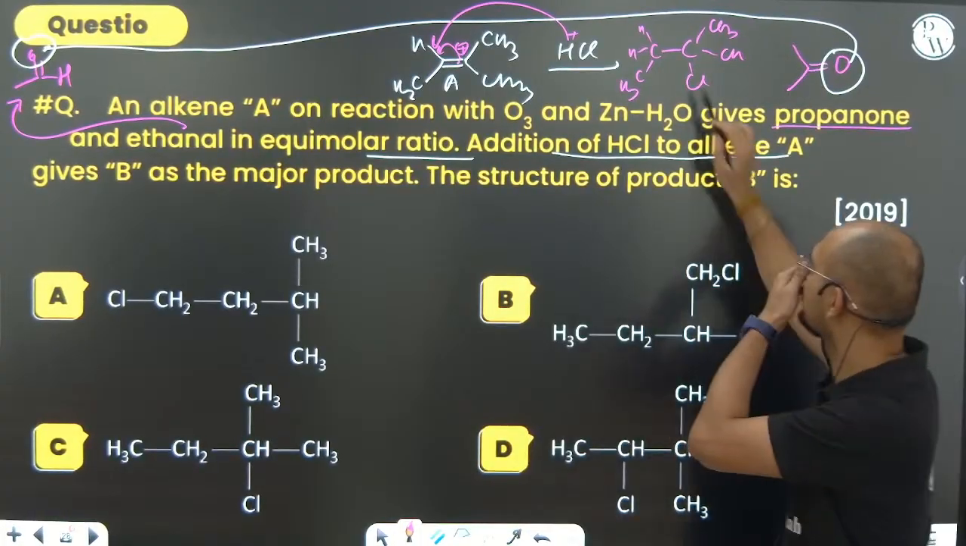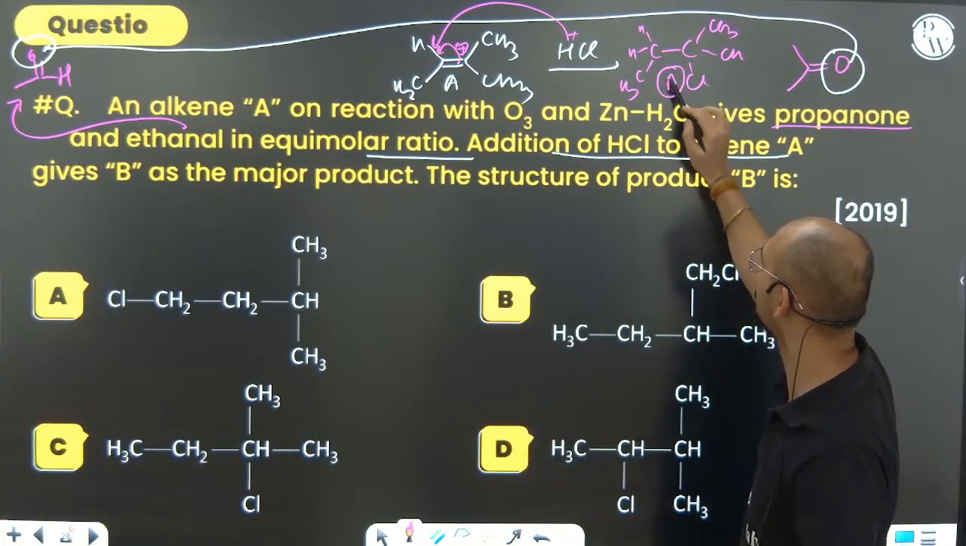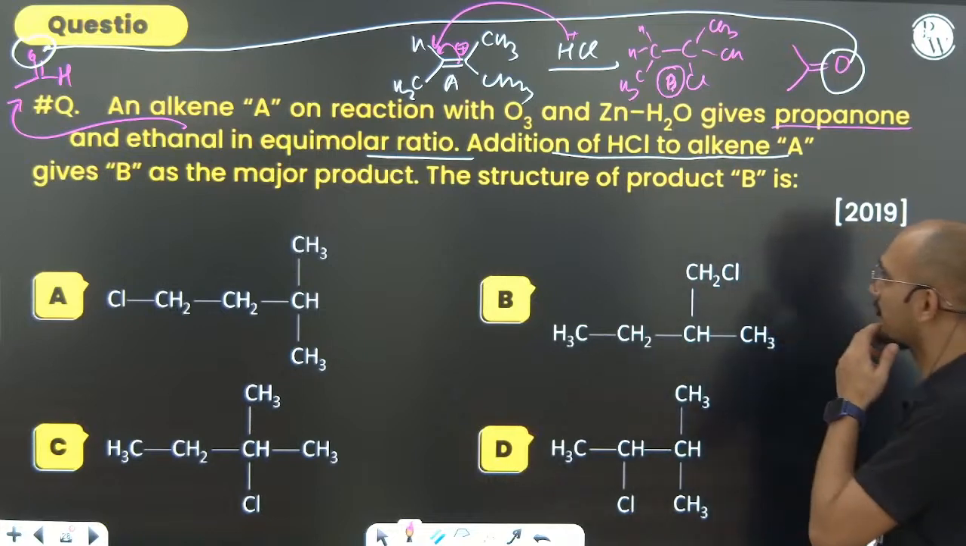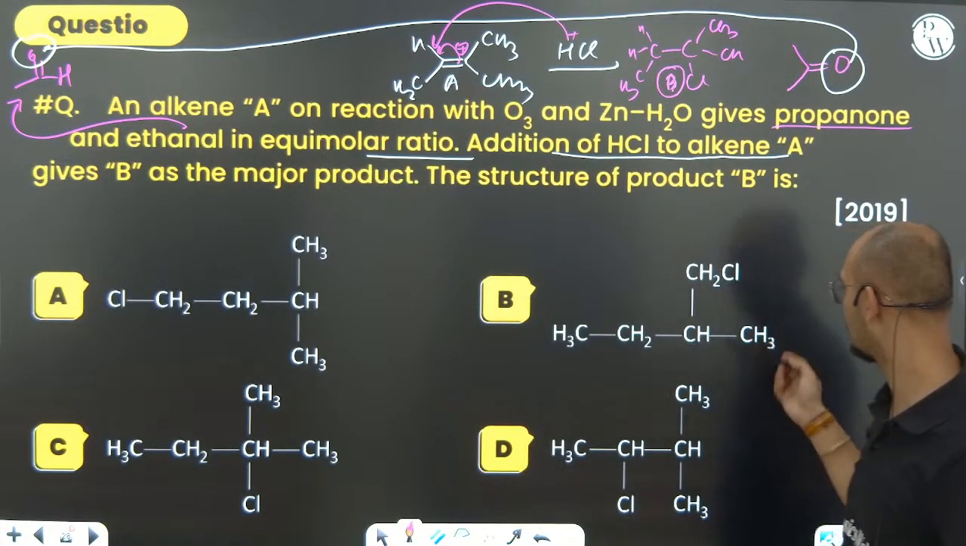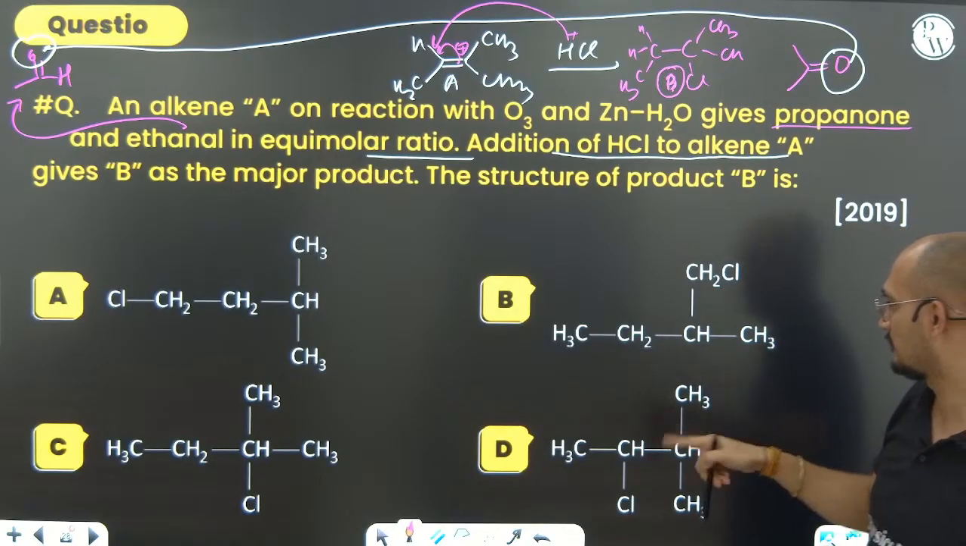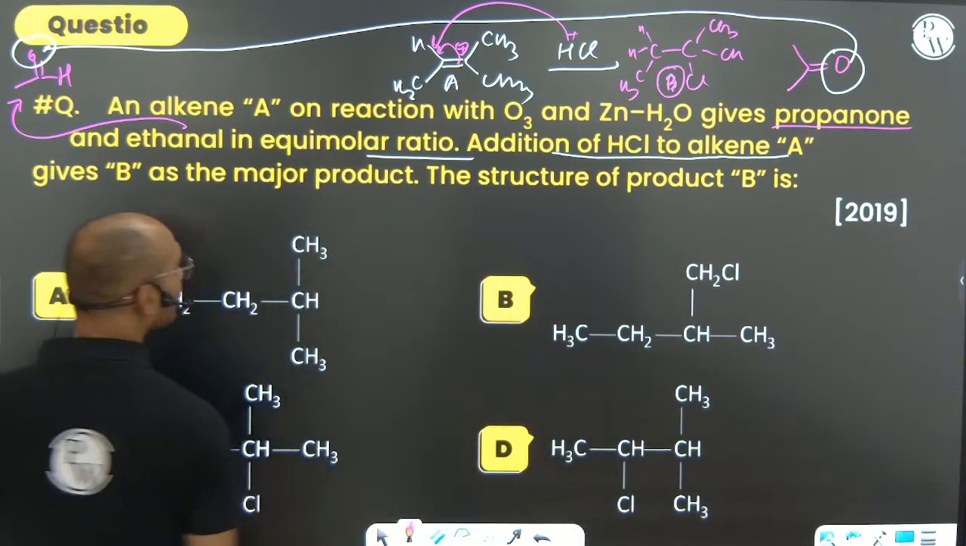So this is what? This is our B. This is the product B. So what is there? The structure of product B will be CH3 CH3 CCl H2. Can you see? Option C is the correct option.